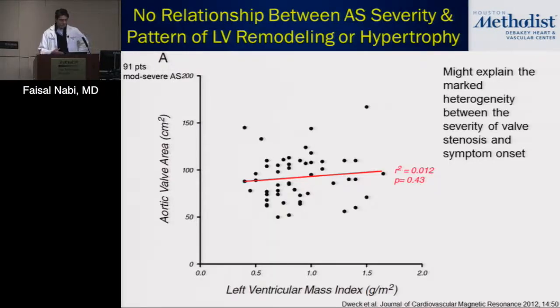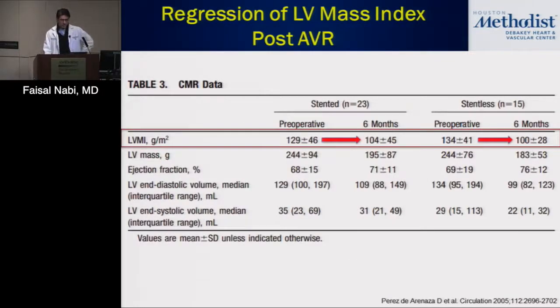And in this particular graph, they take the same patients and they just plot out the valve area to the LV mass index. And I hope you'll appreciate that there's really no relationship. So this again just goes to show that there's a lot of heterogeneity in how the ventricles of patients with AS remodel, and that may explain why there's often a discrepancy between valve area and a patient's symptoms.